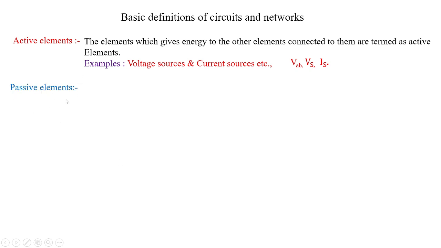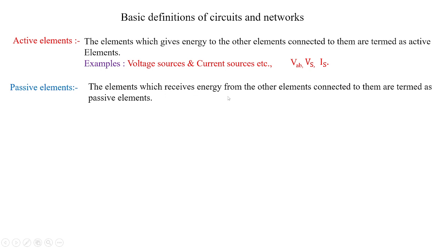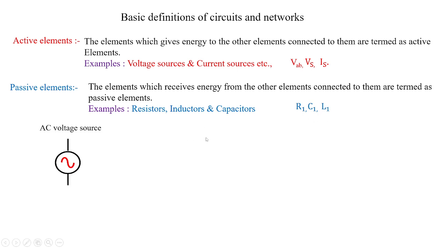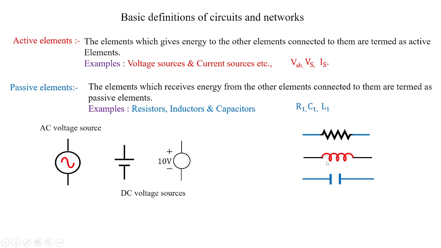And the passive elements, the elements which receive energy from the other elements connected to them, are treated as passive elements. Examples are resistors, inductors, and capacitors. In the circuit, you can see R1, C1, L1, or R2, C2, L2 as examples. The AC voltage source is given by this symbol, whereas a DC source can be a battery or a voltage represented in this fashion, plus or minus. The passive elements are resistor, inductor, and capacitor.